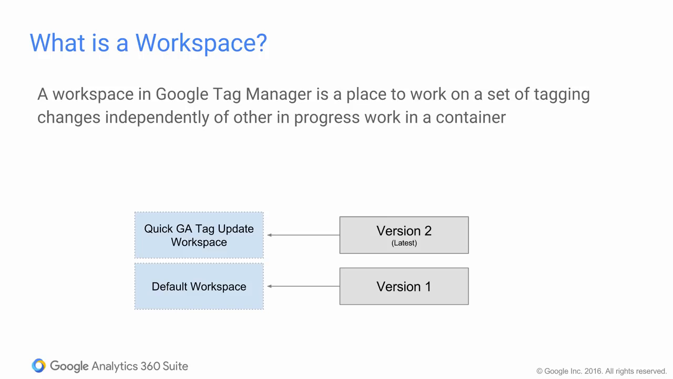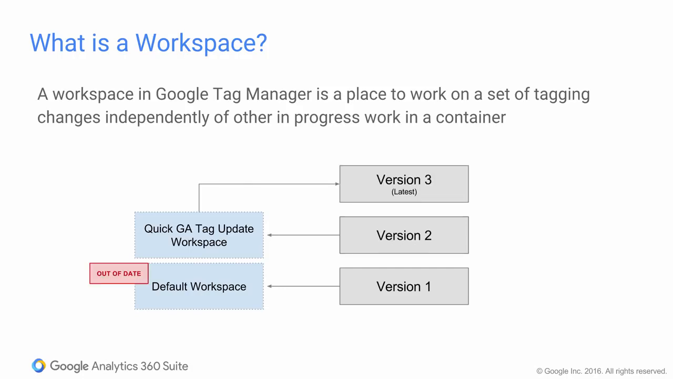If we were then to create a version or to publish this quick GA tag update workspace, version 3 is now the latest workspace, but our default workspace will be out of date because we've created a later version than the version that the default workspace was synced to or was updated based off of. You'll be notified that this is out of date, and we'll talk about this in a moment or two.